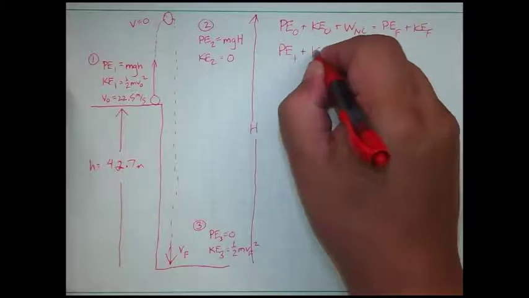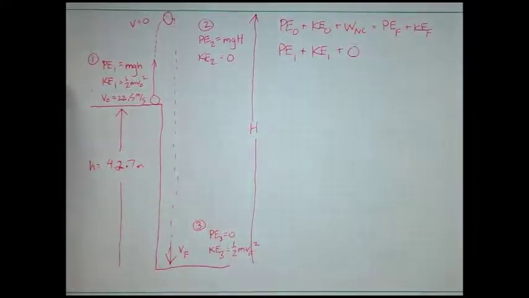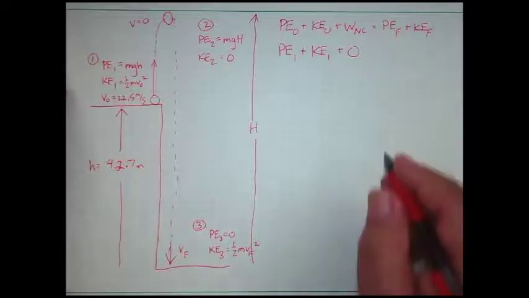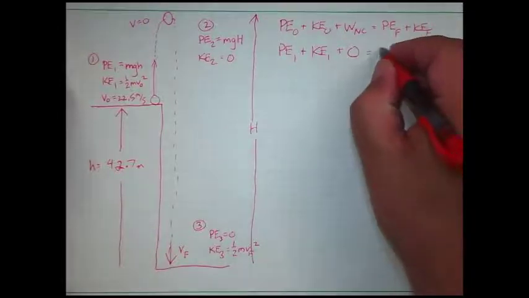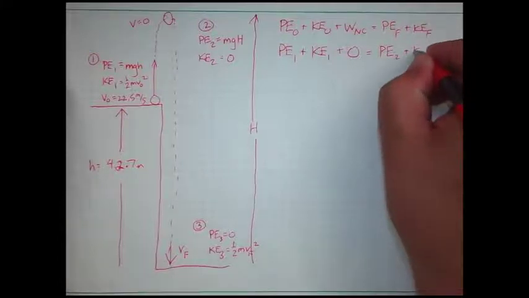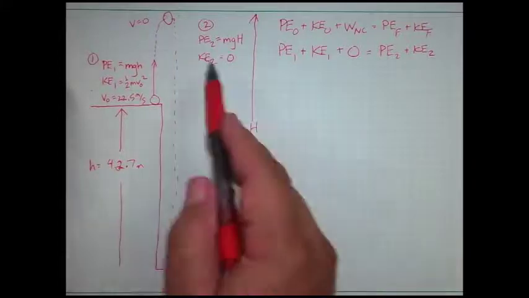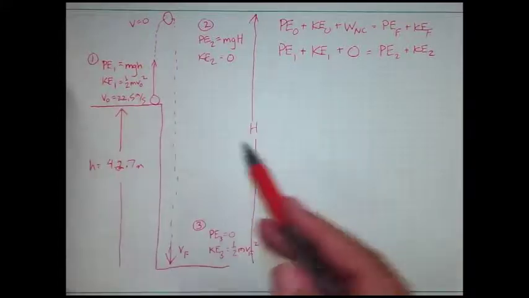Our initial kinetic energy is the kinetic energy at point 1. Since we are neglecting air resistance and the ball is in free fall, the work done by non-conservative forces is 0. Then, in our final position, we put the potential energy at point 2 and the kinetic energy at point 2. Now it's a matter of going back to our diagram here and filling in the blanks.